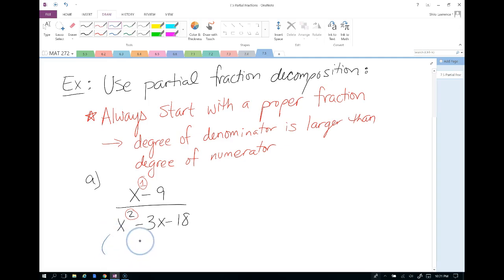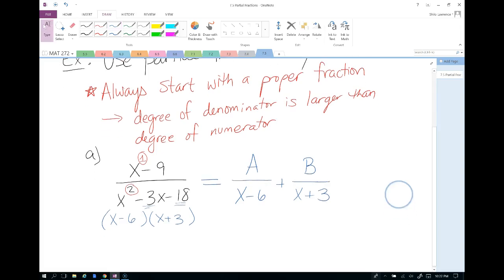Once we check that, we can see how our denominator is going to factor. Remember, it's always going to factor into either linear or irreducible quadratics. We're looking for two numbers that multiply to be negative 18 and add to be negative 3. That's going to be x minus 6, x plus 3. So we've got two linear factors. And when our denominators are linear, our numerators are 1 power smaller, which means our numerators are going to be constants. So this is about as far as we got in the last video.